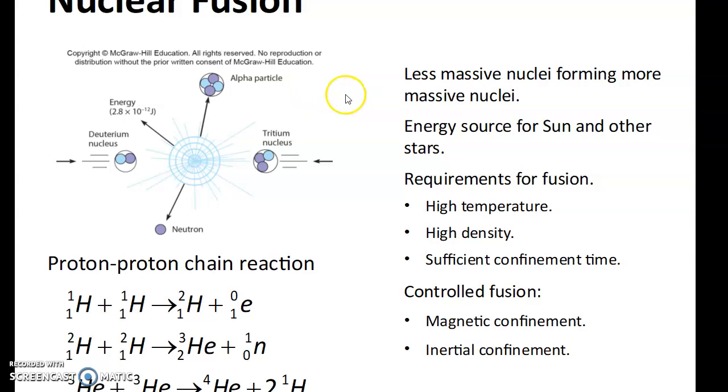Nuclear fusion is less massive nuclei forming more massive nuclei. This is what's happening in the sun and the other stars all the time. It requires high temperature, high density, and sufficient confinement time. That's what generates the light from the sun. To control that here on Earth, they have been looking at different methods of magnetic and inertial confinement.